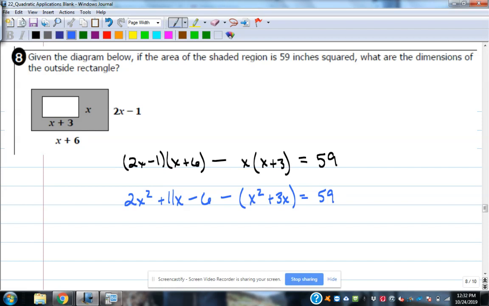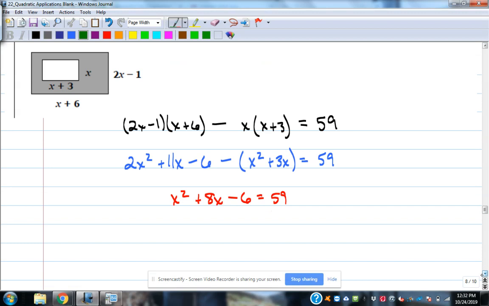Okay. So combining like terms gets us to x squared plus 8x minus 6 equals 59. And now what? Yeah, subtract 59, because we got to get it equal to 0, right? Well, if we want to use factoring or quadratic formula, we do. It'd be negative 65. And let's try factoring again. It may not work, but maybe it does. Negative 65 and add to be 8.